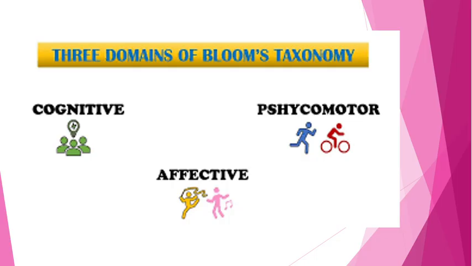You can see the three different domains of Bloom's taxonomy. The first one is cognitive, which is mostly related to the brain. The second one is the affective domain, which deals with the overall attitude, moods and behaviors. The third one is psychomotor, which mainly includes the movement of muscles. So basically these three domains of Bloom's taxonomy are the foundation for the overall educational objectives.